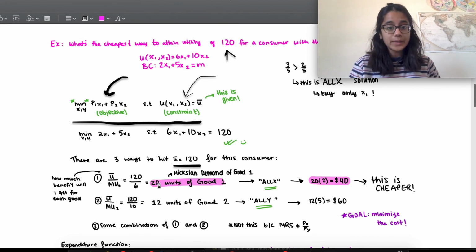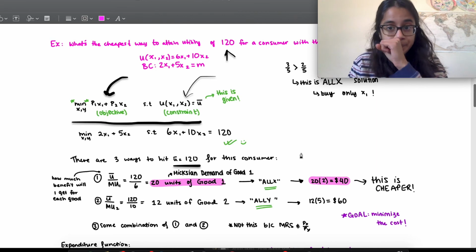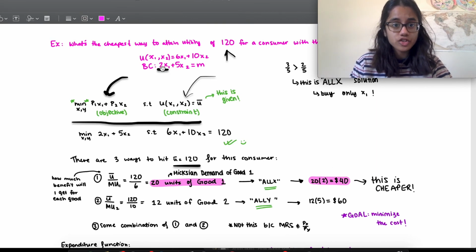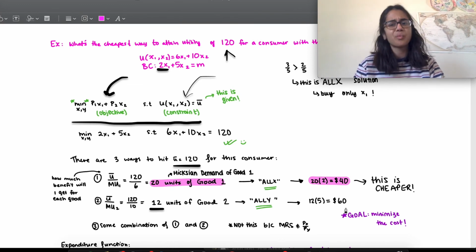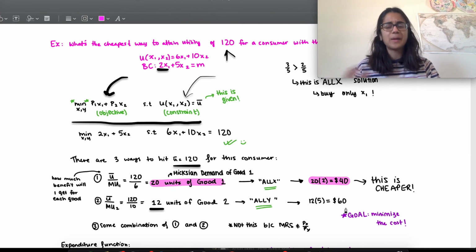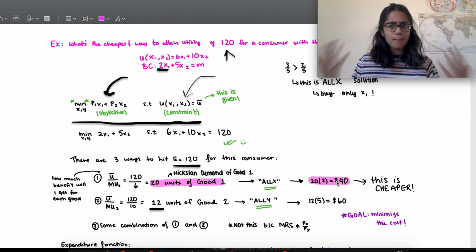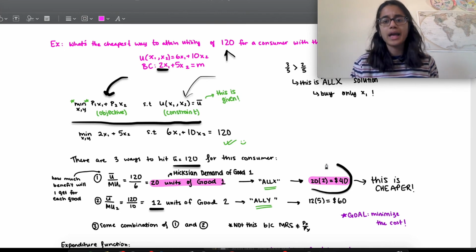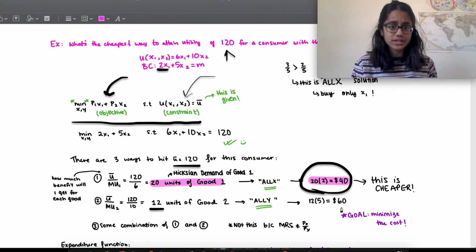When I plug 20 back into all of my X1, I get 2 times 20, and I get $40. Here, I have 5 times 12, because that's my X2, and that's 60. If I'm obtaining the same utility, I would much rather only spend $40 instead of 60, right? Much rather do that, and that is why I choose that $40.